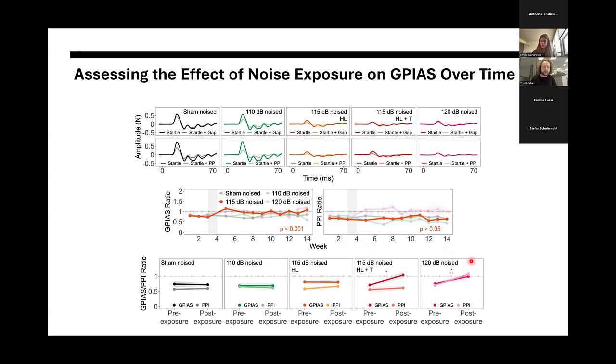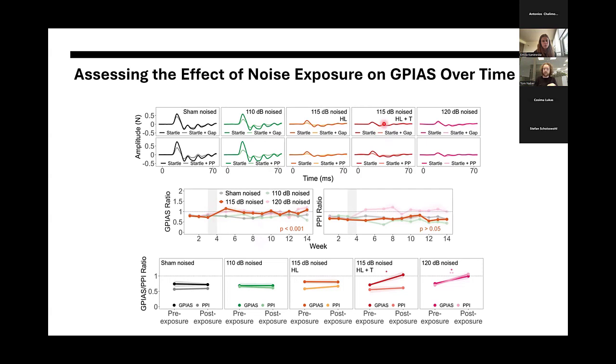So what about GPIAS? If we look at the 110 decibel noise exposed groups, we can see that the startle amplitude with a gap is smaller than without a gap. So that means that these animals can still detect the gap and it's not getting filled in, so to speak, by tinnitus. At 115 decibels, we can see that this ratio of the startle amplitude with and without a gap right after noise exposure shoots up towards 1 and stays there. So that means that there's no more change in the startle amplitude with and without a gap.